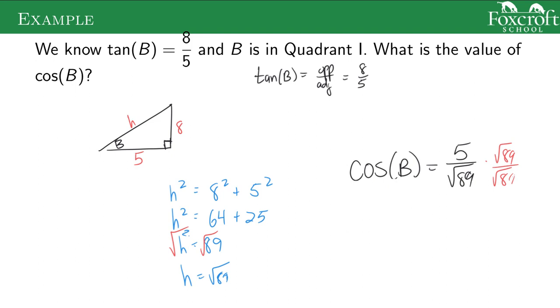To get my final answer, 5 times the square root of 89, over, when I multiply the two square roots together, they cancel, and I just get 89. All right, so that would be the final answer for this one.